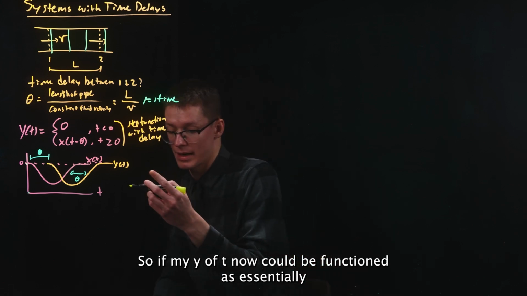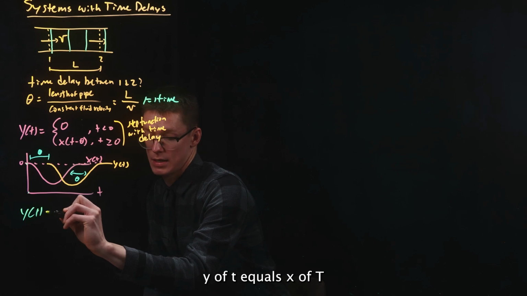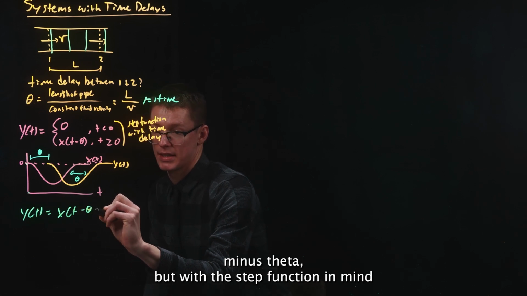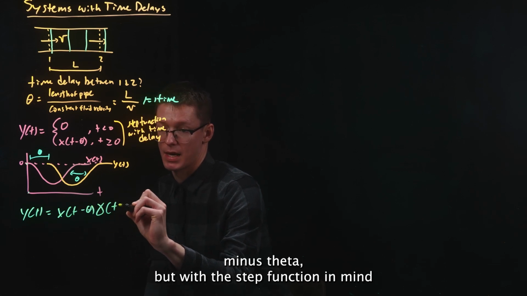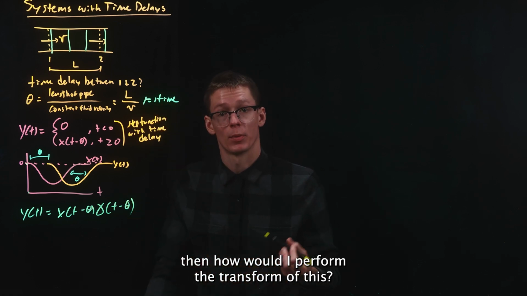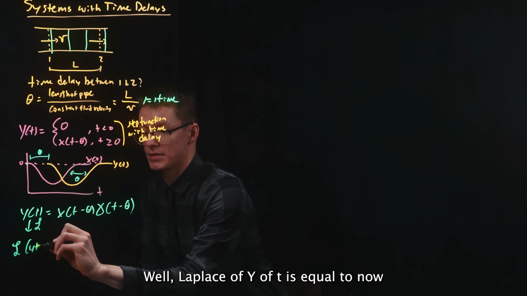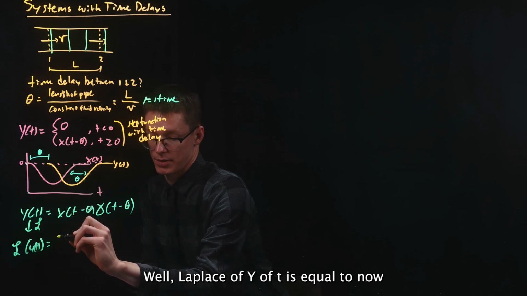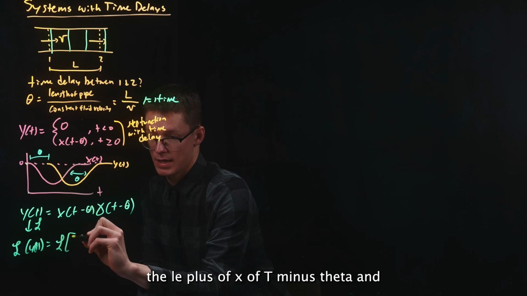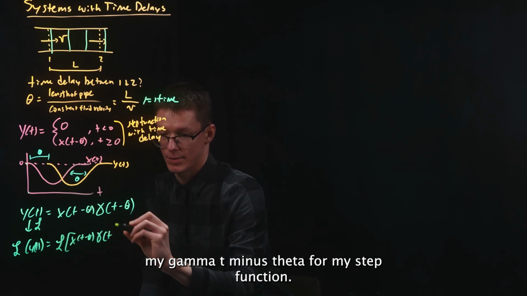So if my y of t could now be written as y of t equals x of t minus theta, with the step function in mind being t minus theta as well, then how would I perform the Laplace transform of this? Well, Laplace of y of t is equal to the Laplace of x of t minus theta, and my gamma of t minus theta for my step function.